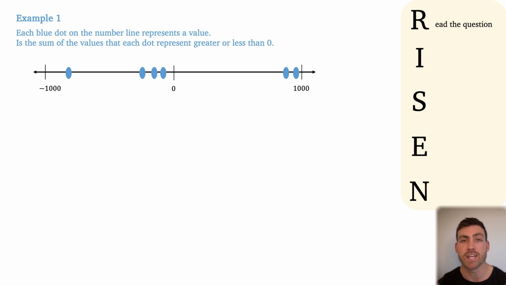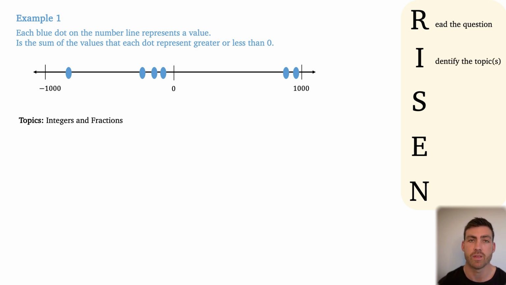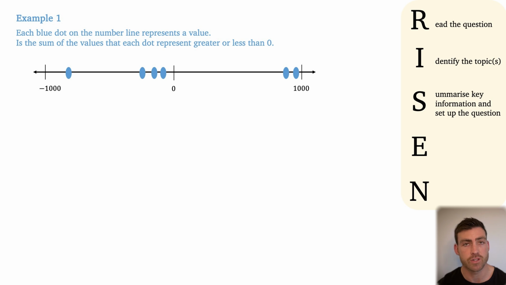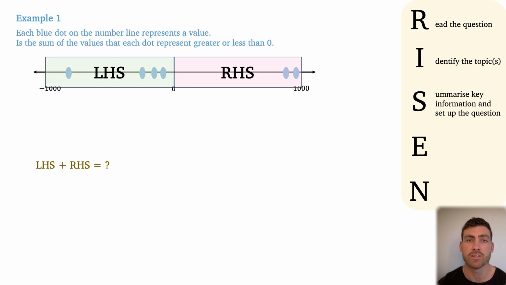Example 1. Each blue dot on the number line represents a value. Is the sum of the values that each dot represents greater or less than 0? We will need the skills of integers and fractions for this question. Now to summarize and set up the question, essentially if we add the total value of the left-hand side to the total value of the right-hand side, if the answer is positive, then all the dots will be greater than 0. If the answer is negative, then all the dots will be less than 0.